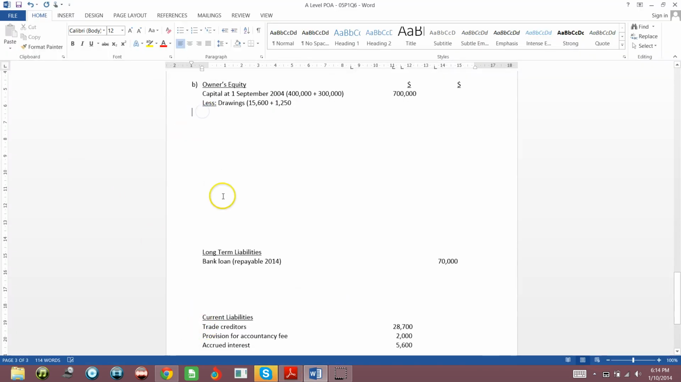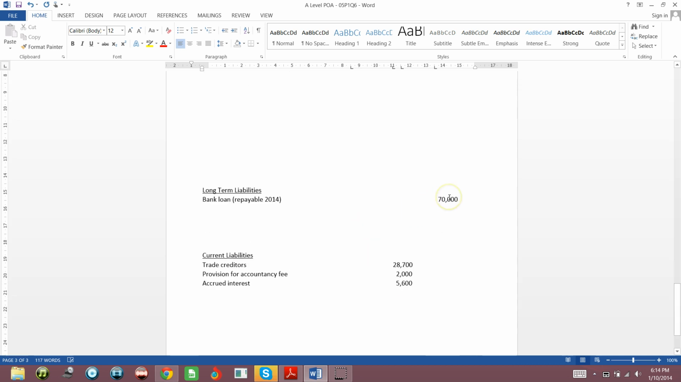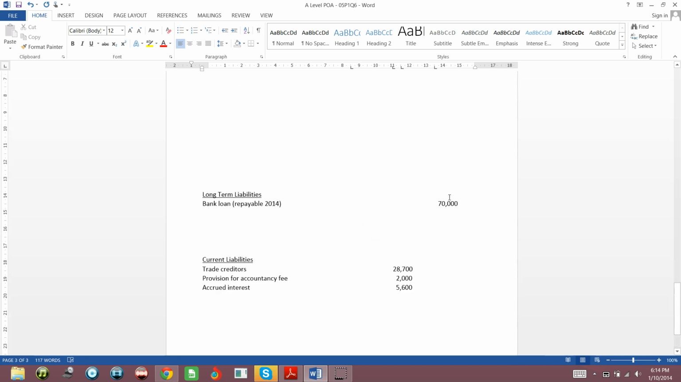Then here, what am I going to do? I will put add: net profit. If it's a net loss, then you have to put net loss. Later, if you realize it's a net loss, then you got to cancel it and put as net loss.